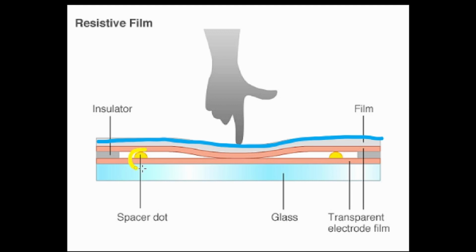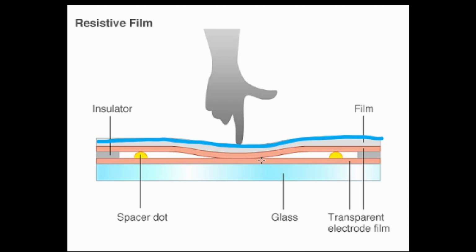There are also these little spacer dots here. I should probably use a color. These spacer dots. And they're called spacer because they space out the film in a certain way.